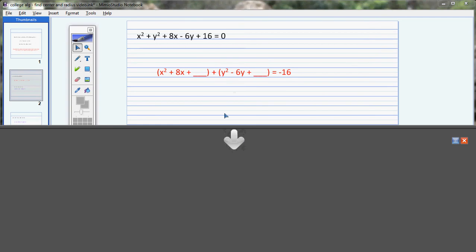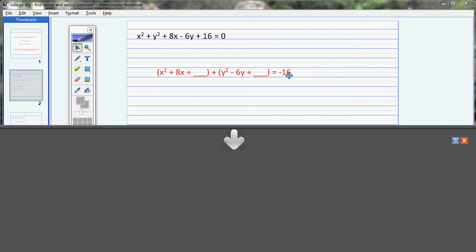Okay, so we're going to get the x's together. X squared plus 8x plus a blank, we're going to fill that in a minute, plus, get the y's together, y squared minus 6y plus a blank. And then remember, you move the whole number to the other side, and that makes that a negative 16.